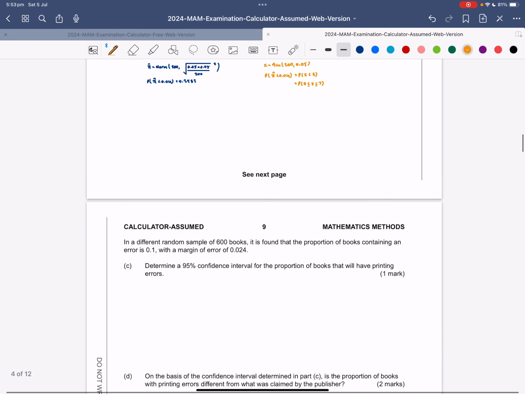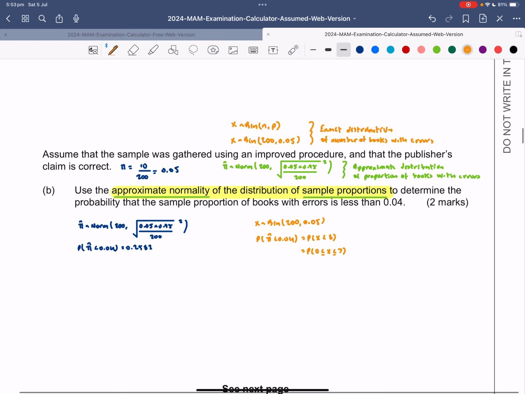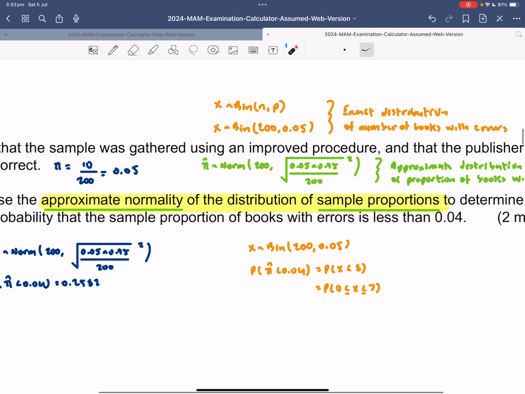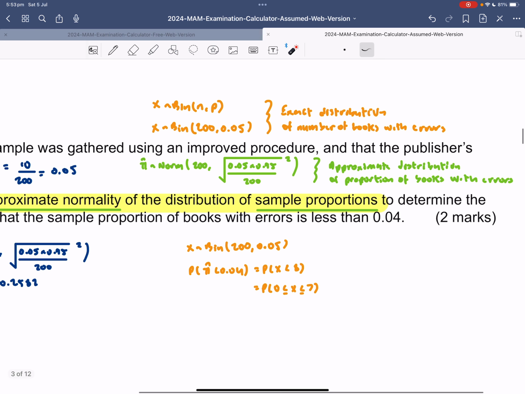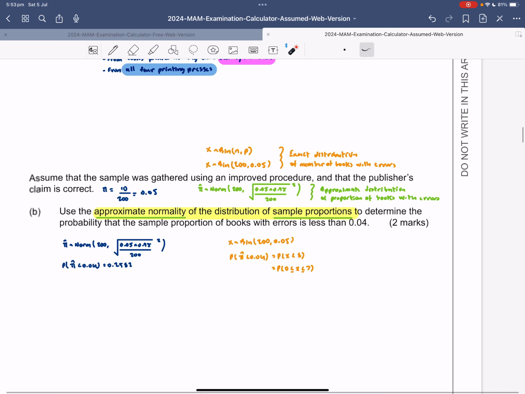So there you go. That's one of the hardest parts about sampling: when do you use the normal distribution, and when do you use the binomial distribution. You use the binomial distribution if they don't use the word approximate and they don't use the phrase sample proportions. The binomial distribution will give you the exact distribution of the number of books with errors. Notice it will tell you the number of books with errors, whereas a normal distribution will give you the approximate distribution of the sample proportion of books with errors.